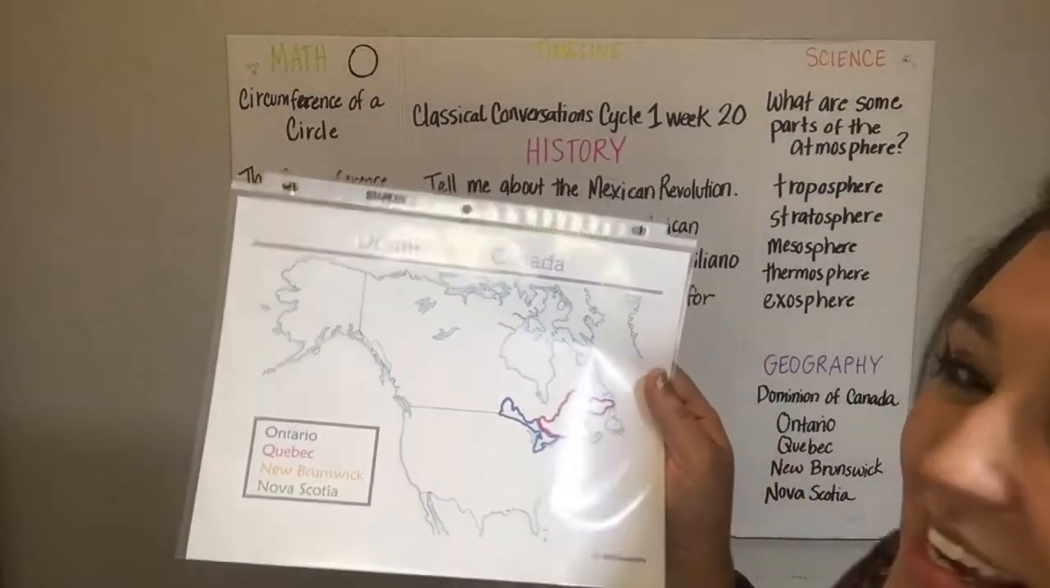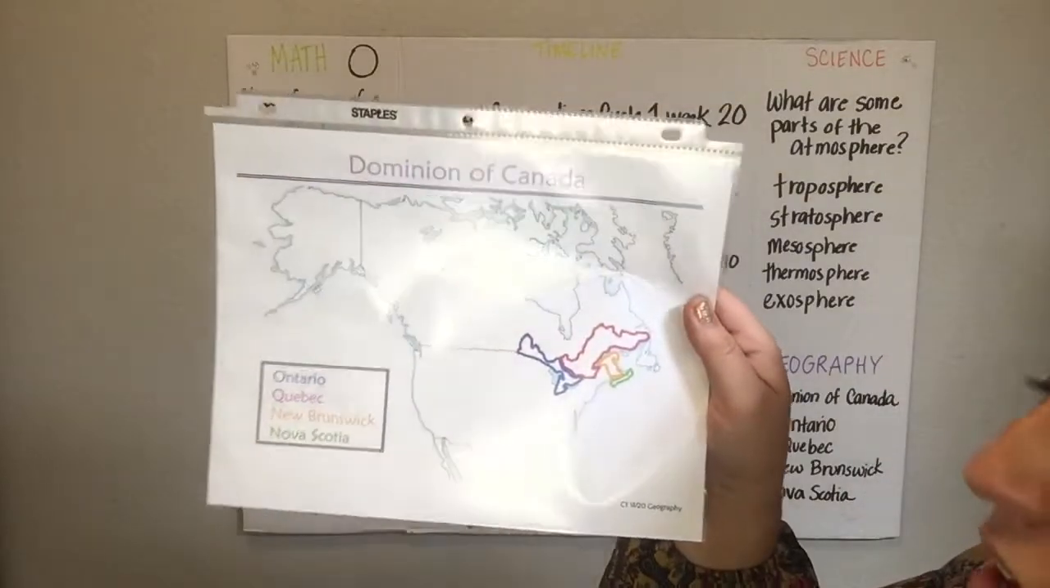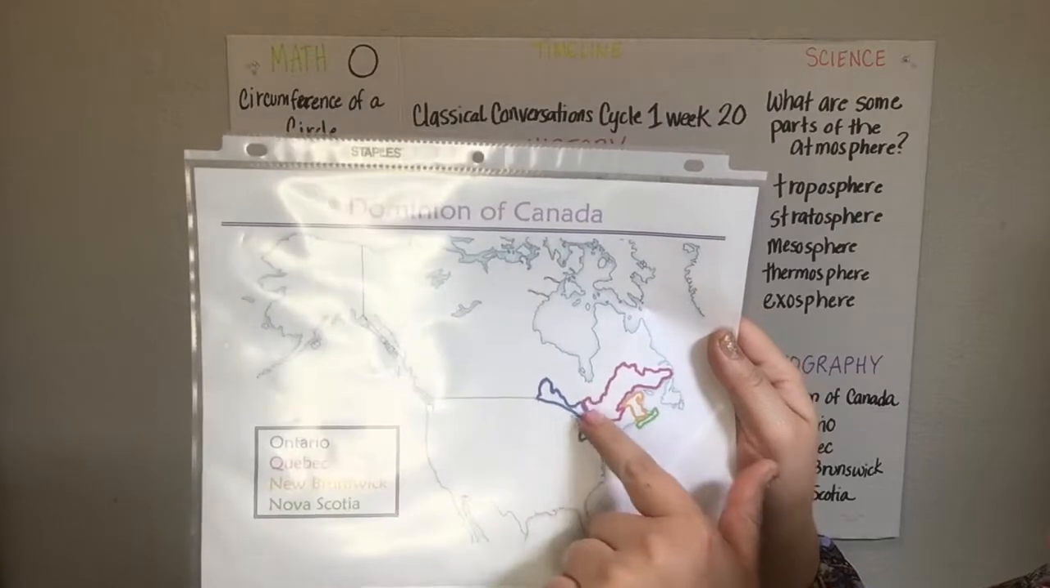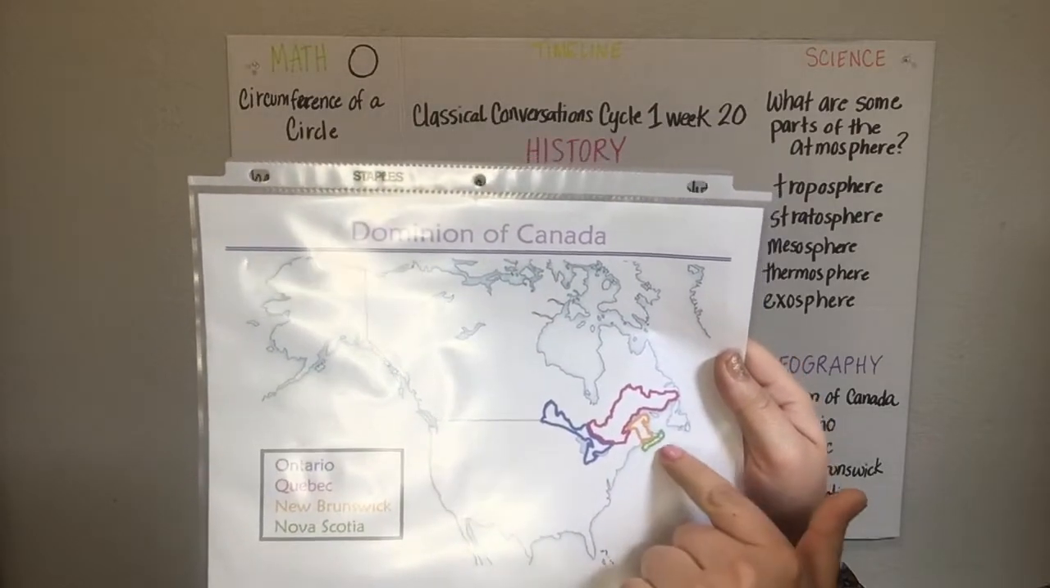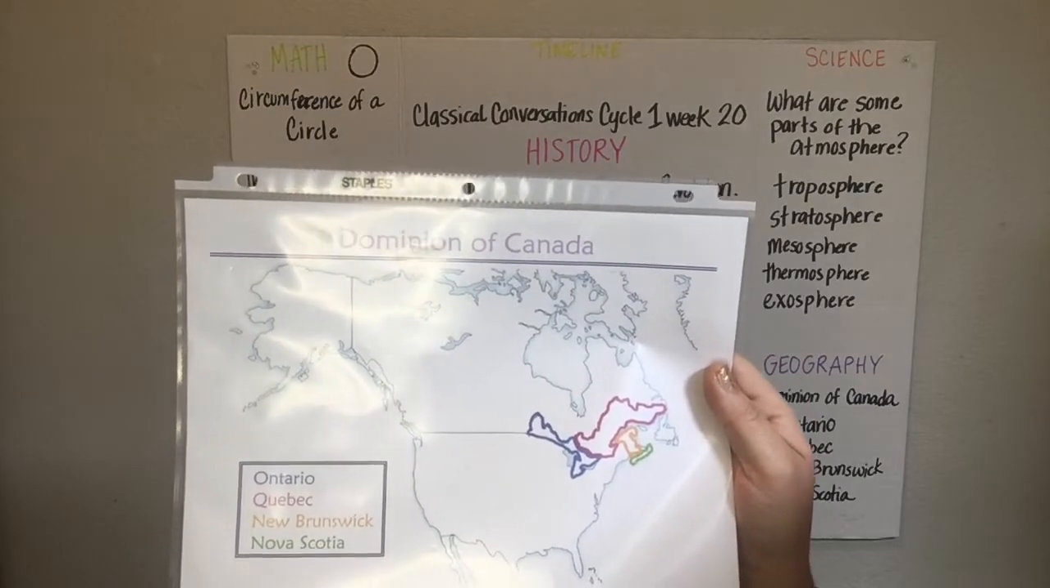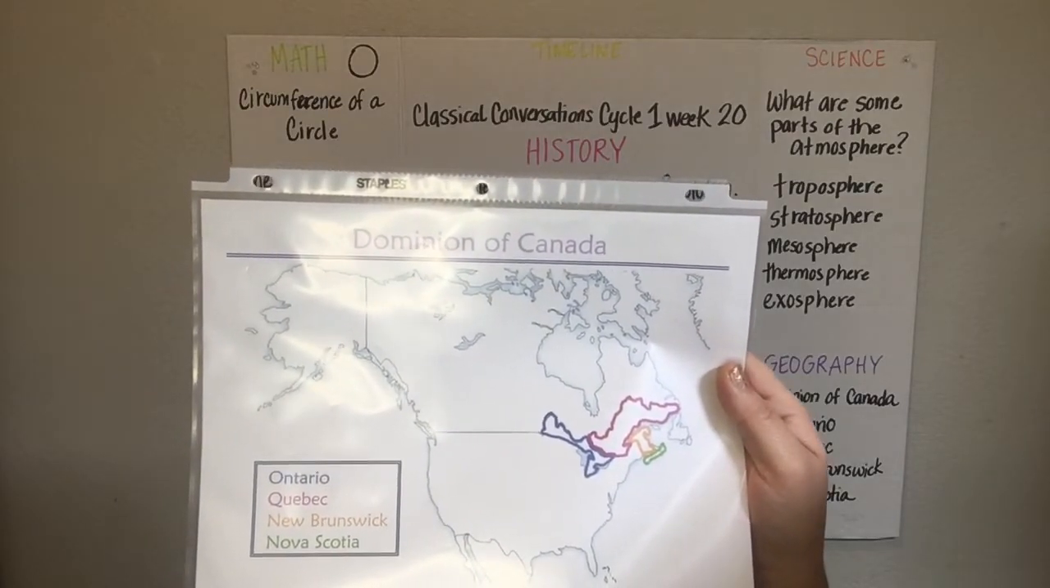Okay, and so we sang it to the song, O Canada. Ontario, Quebec, New Brunswick, Nova Scotia, that's all I know, in the Dominion of Canada.